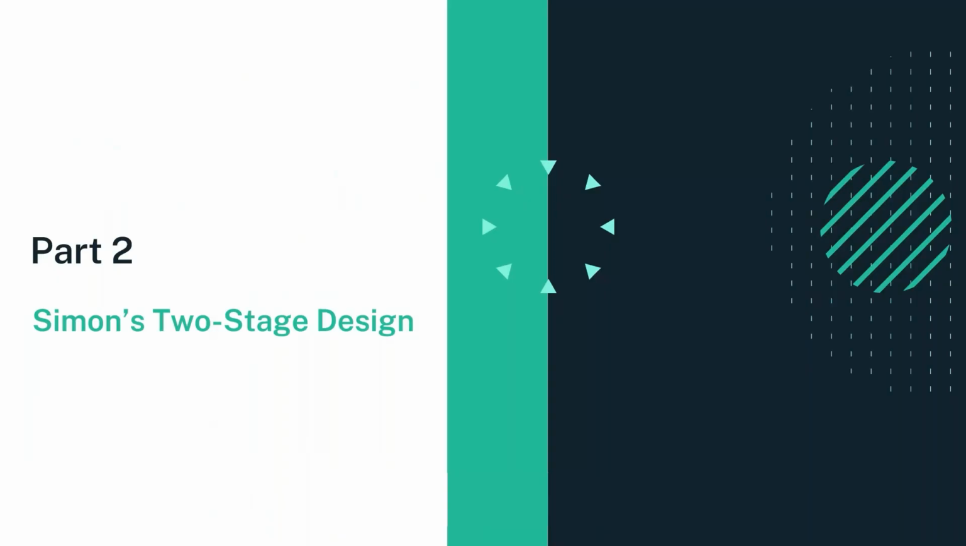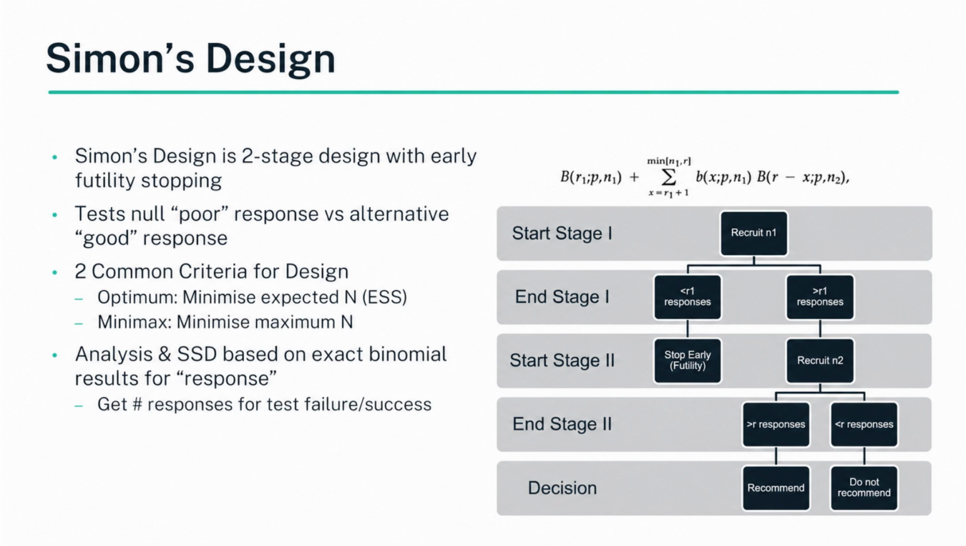And now let's just quickly touch on Simon's design. So Simon's design is a 2-stage phase 2A design, which facilitates stopping early for futility at an interim look. So it was proposed in a paper by Richard Simon in 1989. And as mentioned previously, it has been a very common design choice ever since. So the design is based on the method of testing a null hypothesis of poor response proportion against an alternative hypothesis of a good proportion of responses.